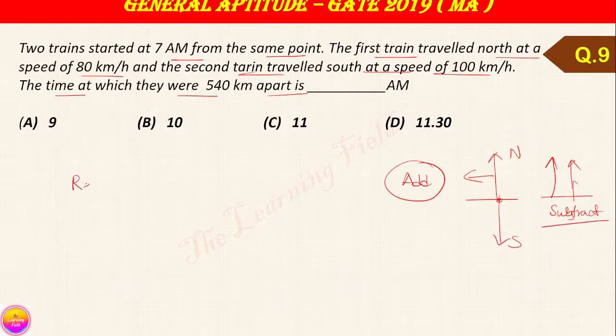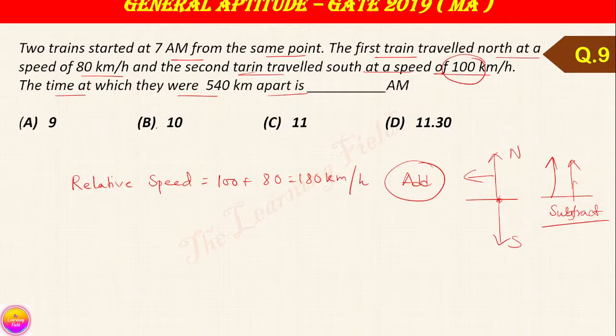Okay, therefore here relative velocity, relative speed, you can say, here relative speed equals what? Since the two trains are going opposite to each other, therefore we add. This is equal to 100 plus 80. This is equal to 180 km per hour.